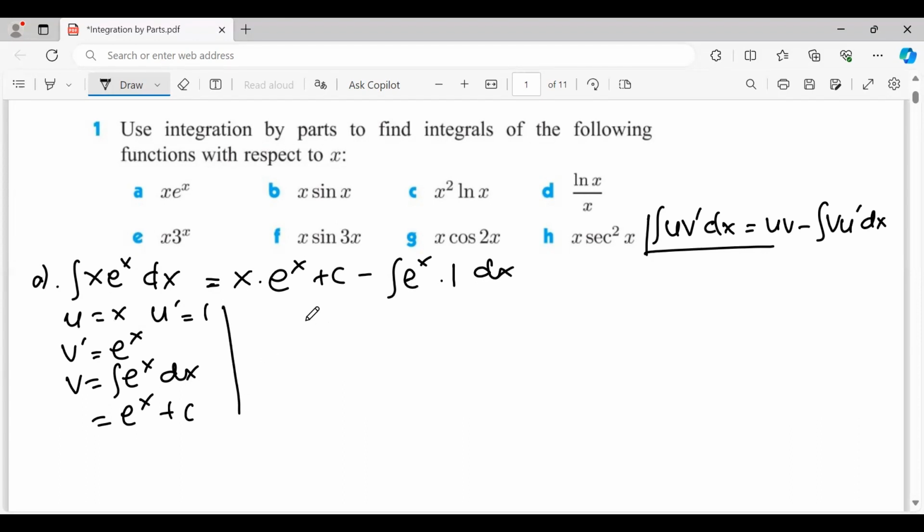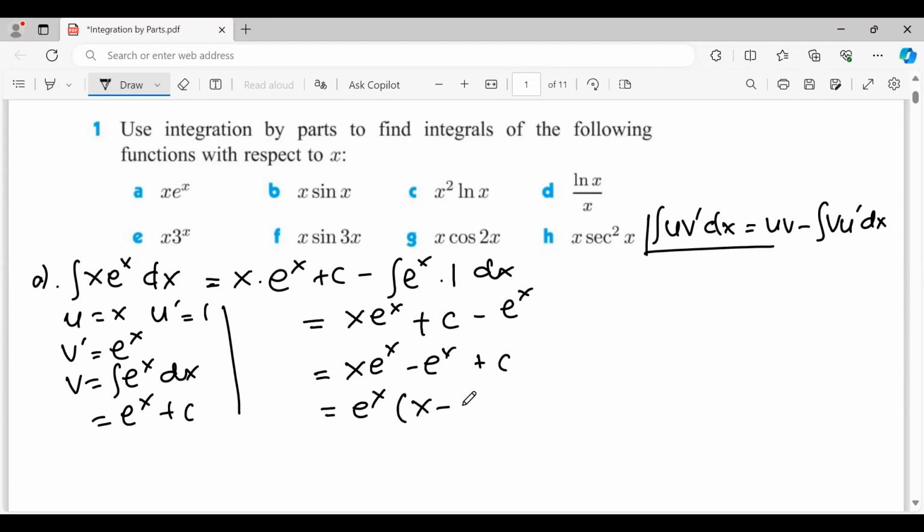To separate, so x e power x plus c minus still e power x. So it becomes x times e power x minus e power x plus c. If you would like to factorize, it can be factorized as e power x times x minus 1 plus c.